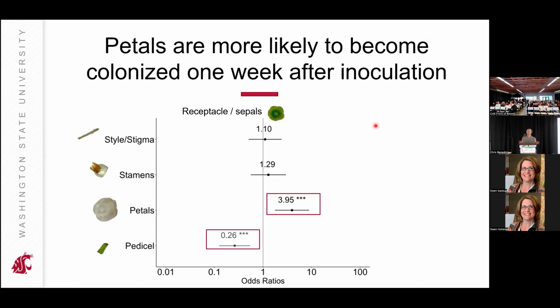So how about parts? Let's look at the parts of the flower. As I mentioned, we dissected flower parts where we sampled, and here we see that petals were significantly more likely to become colonized internally with botrytis than other flower parts. In particular, they were significantly more likely than our baseline, which here is the receptacle and sepal tissue at the base of the flower, and more likely than the pedicel, the stem leading up to the flower.